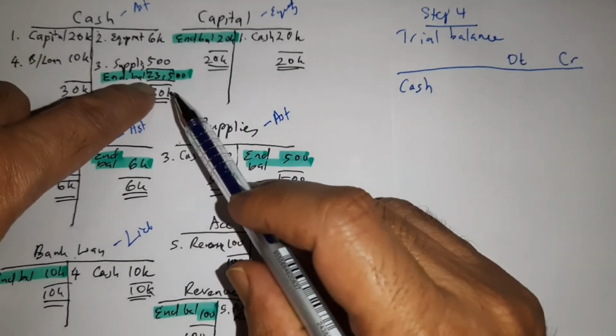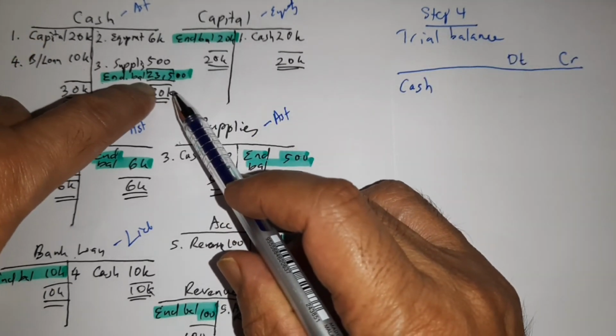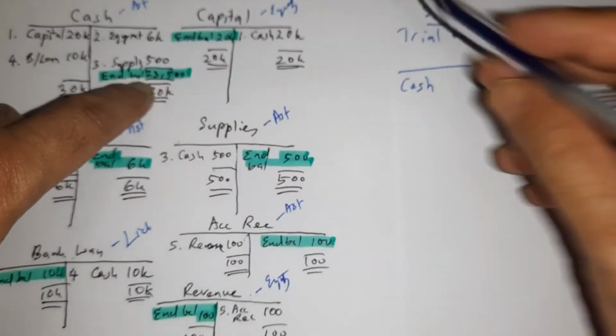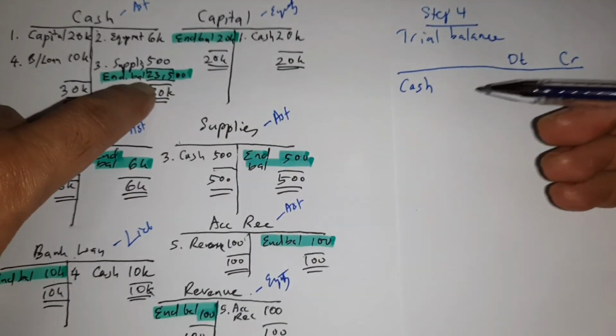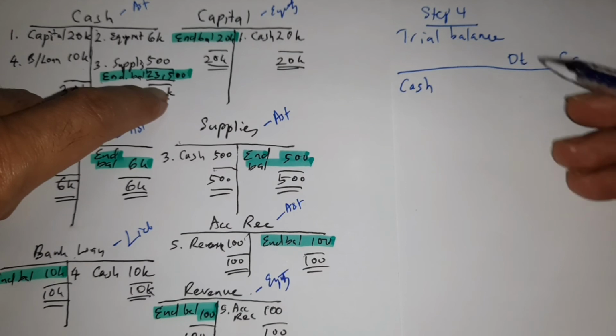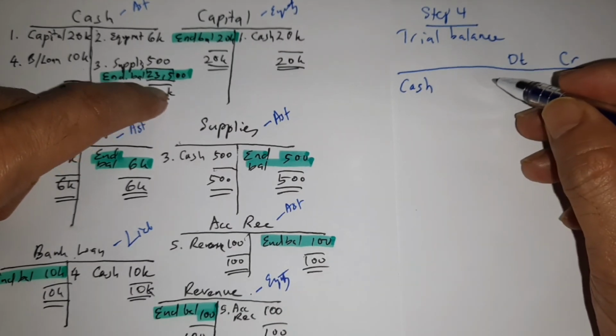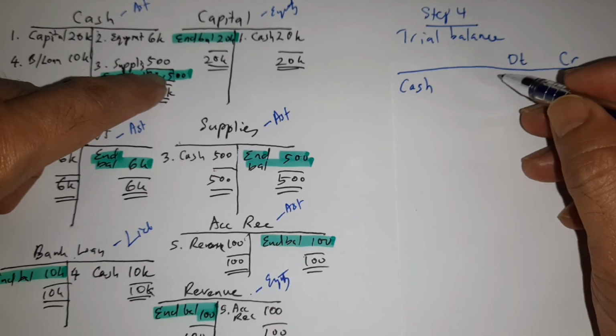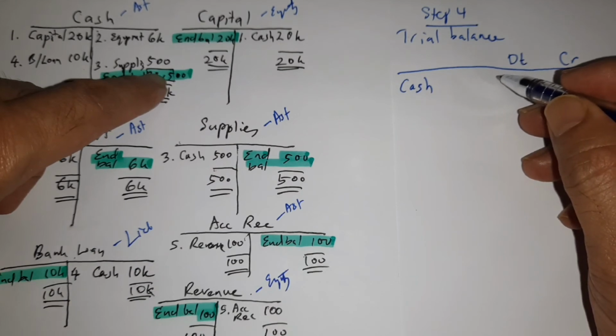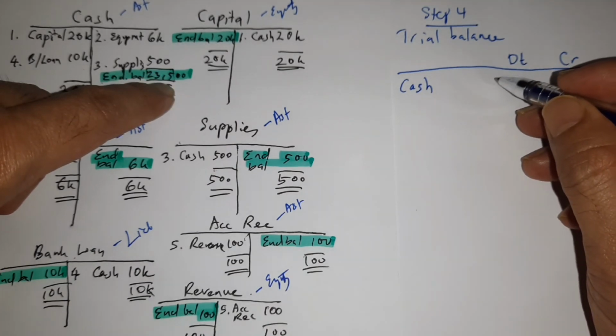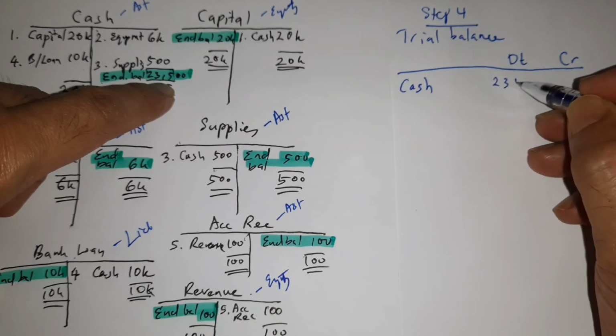When you list this cash account in the trial balance, you have to show the balance in the debit side. So here it is credit, but in the trial balance you have to show it in the debit side: 23,500.